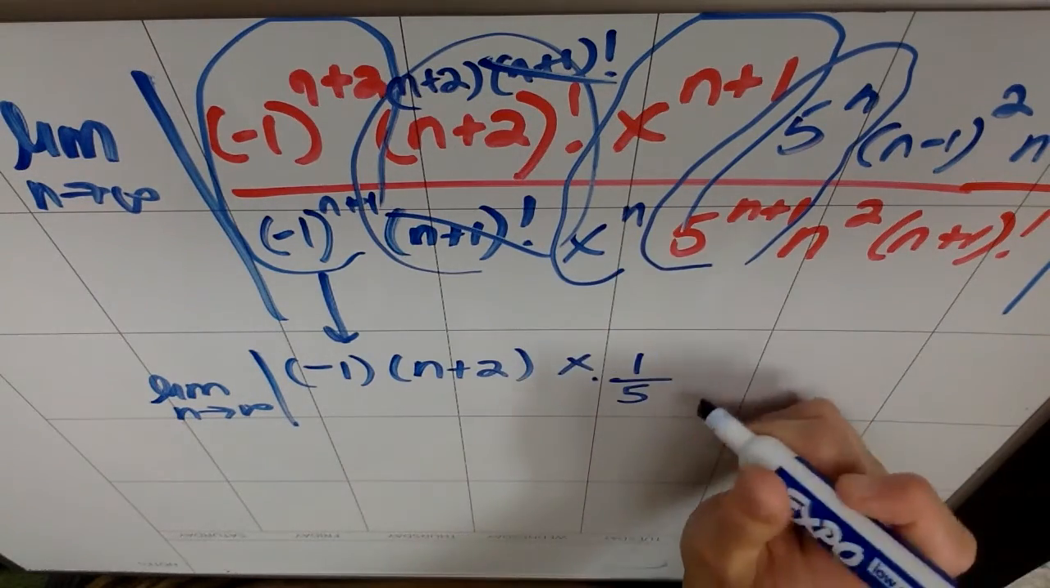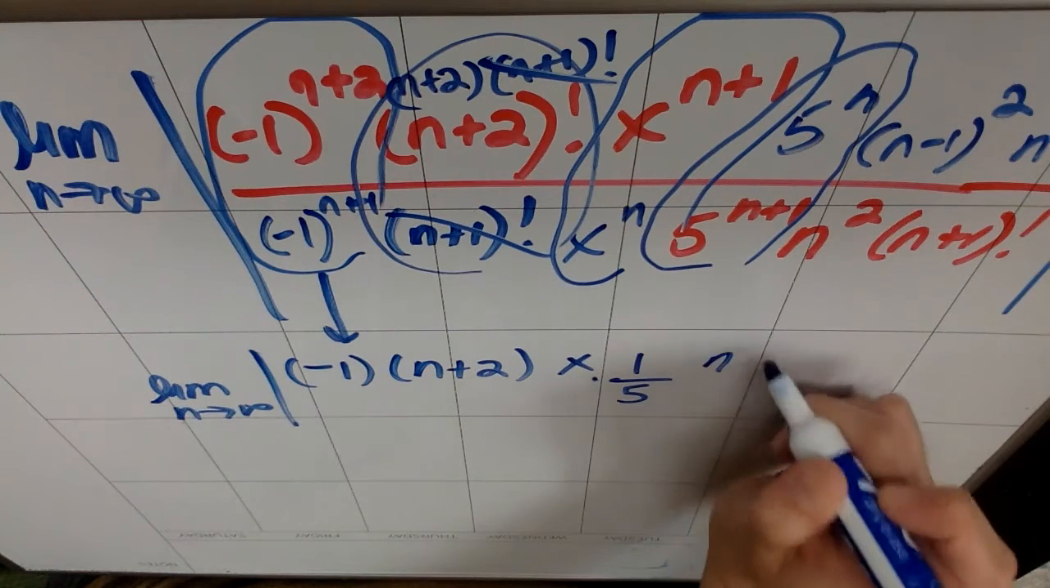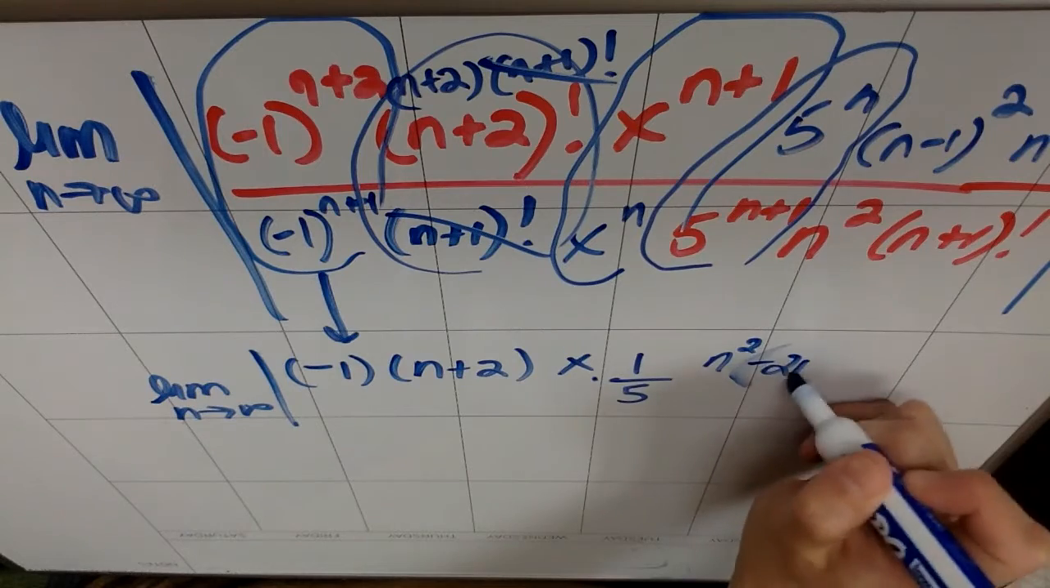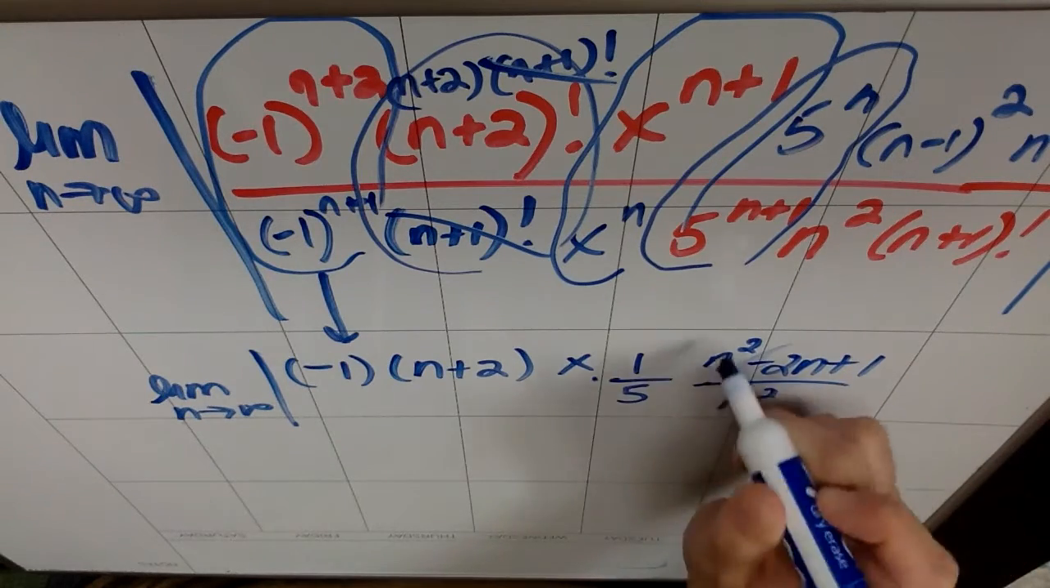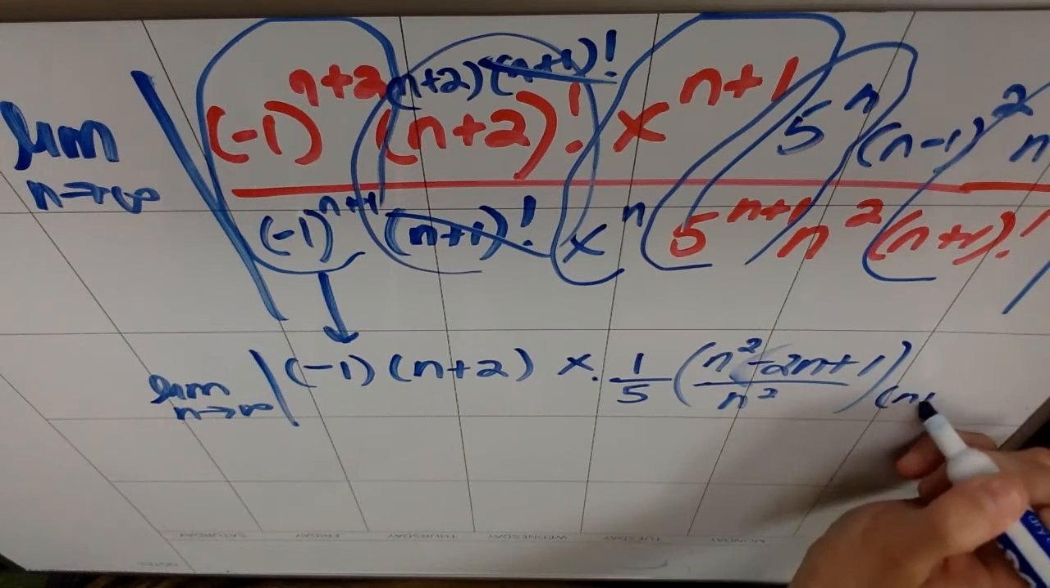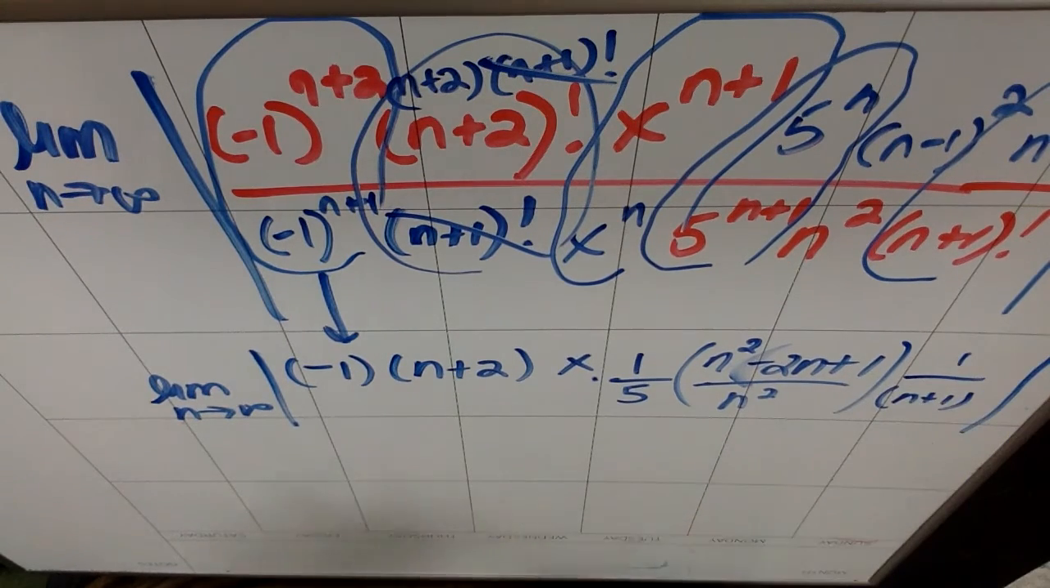We'll talk about these guys in a sec, but essentially these guys, we'll call them an n squared minus 2n plus 1 on top of an n squared. We'll deal with that in a sec. And then these guys are going to cancel the same way the other factorial did. They're going to net an n plus 1 on the bottom. Cool. So now let's clean this up a little.